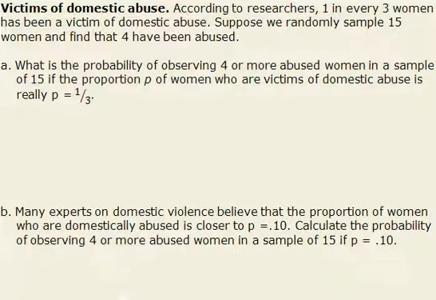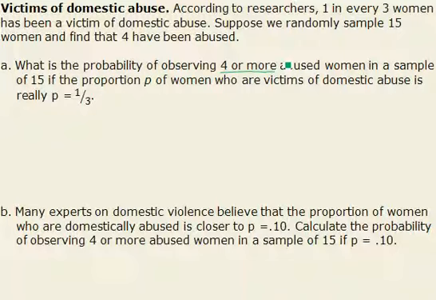According to researchers, 1 in every 3 women has been a victim of domestic abuse. Suppose we randomly sample 15 women and find that 4 have been abused. Our first question is asking what's the probability of observing 4 or more abused women. Again, it's important to see that we're at 4 or more abused women, not exactly 4.